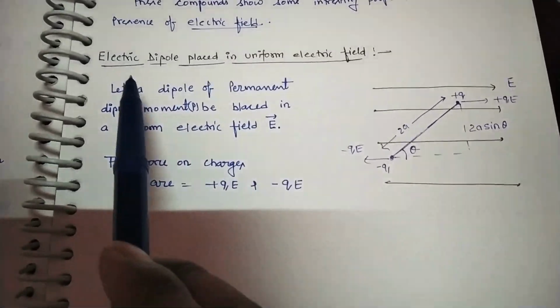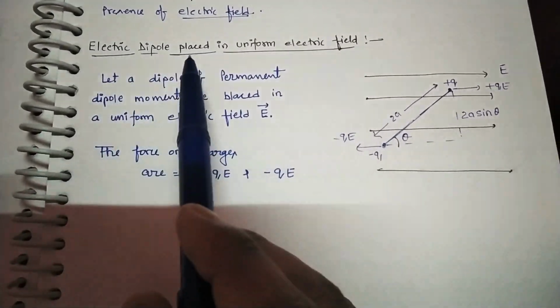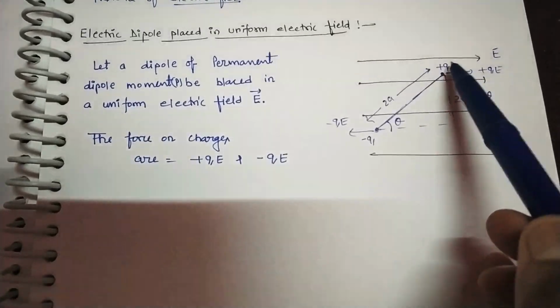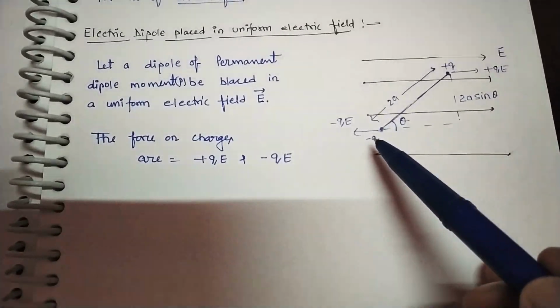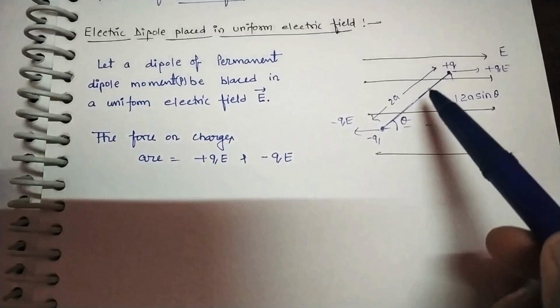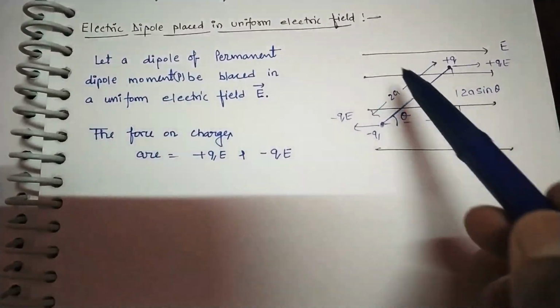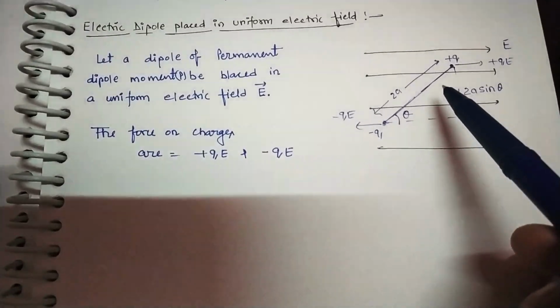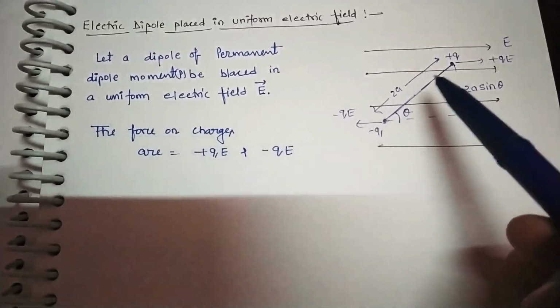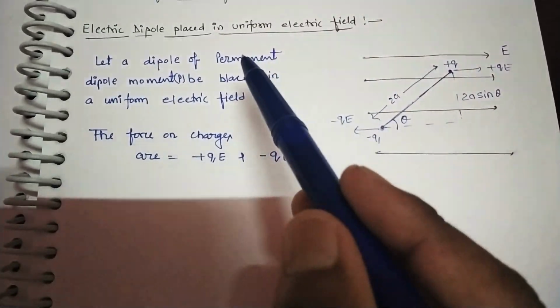Let me explain the effect of an electric field on a dipole having one positive and one negative charge separated by distance 2a. When this dipole is kept in an electric field at a certain angle, what kind of effect will it experience? Today's topic will explain that.